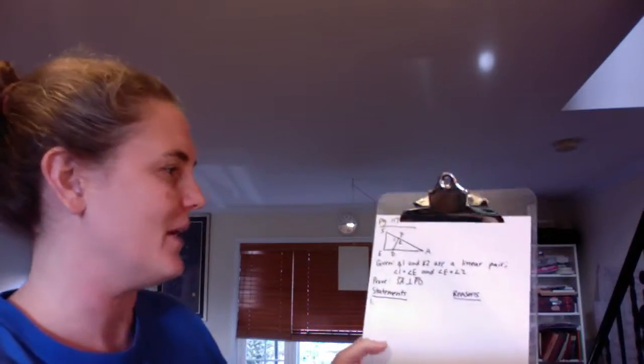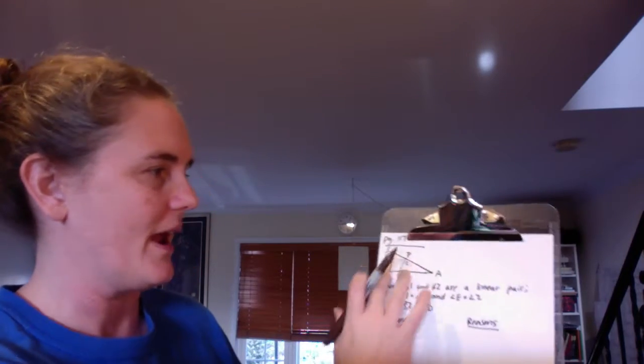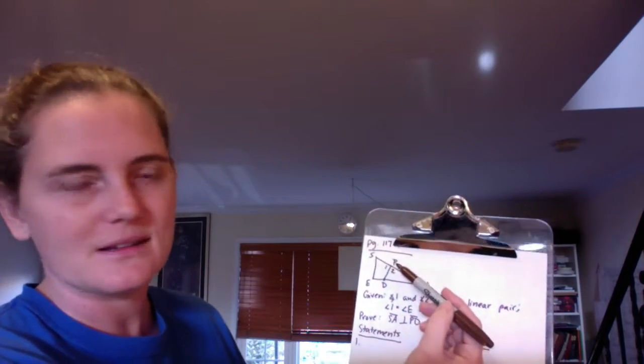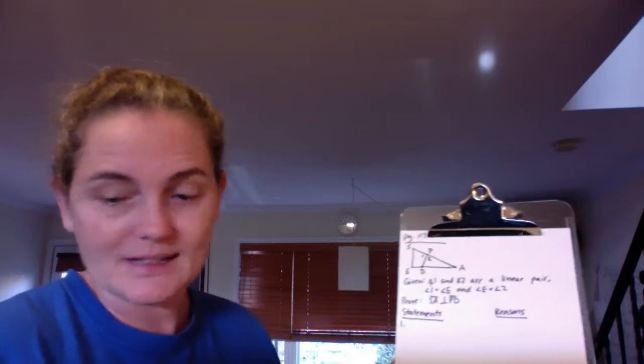Okay, so here we go. So we've got this triangle, and there's this line that goes through it, or a line segment that goes through it.